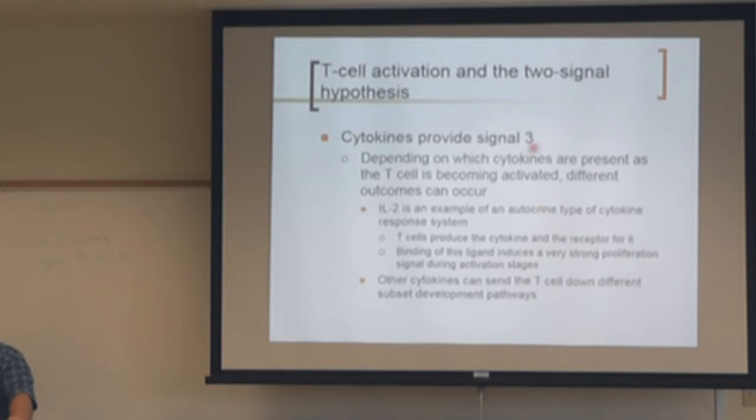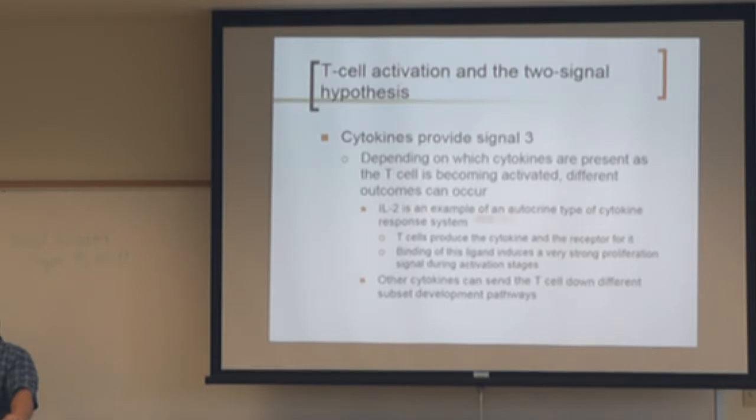So then the third signal is cytokines. Initially, the first cytokine that people really discovered and understood was IL-2 because it was so important for proliferation. Depending on what cytokines are present when T cells become activated, different outcomes can occur.